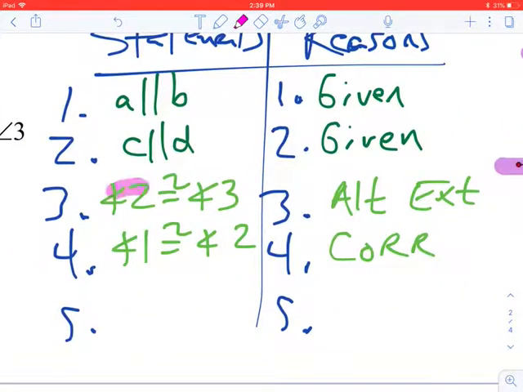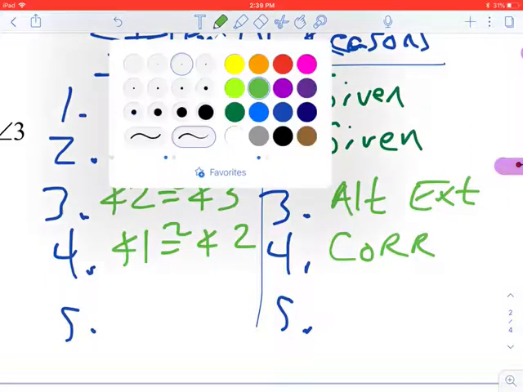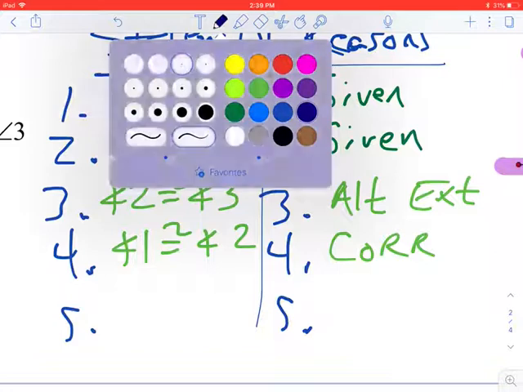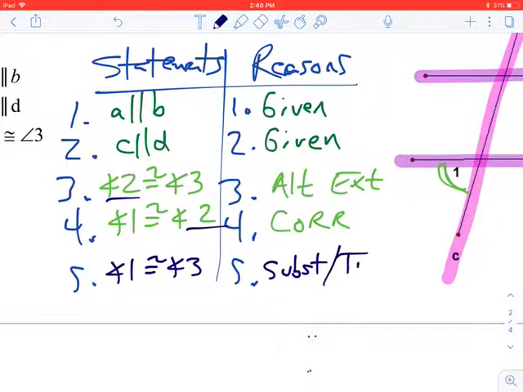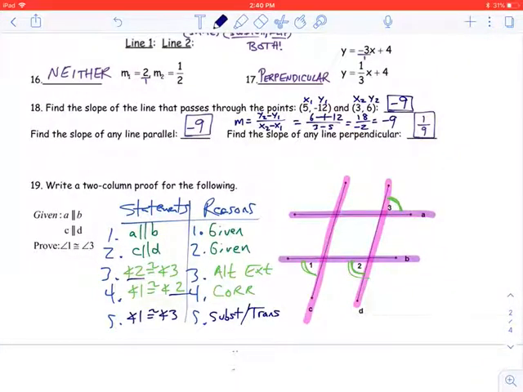Angle 2 is congruent to 3, and angle 2 is congruent to 1. So therefore, the other 2 are congruent to each other. That means angle 1 is congruent to angle 3. And since they were both congruent to the same thing, that's called one of 2 things, either substitution or transitive. And so that's your study guide for Chapter 3.